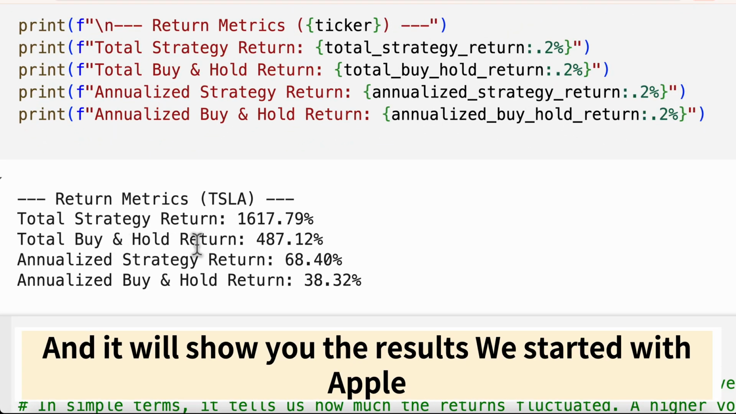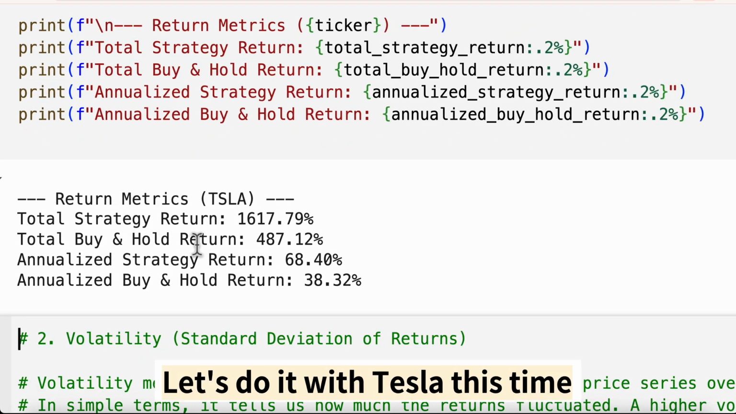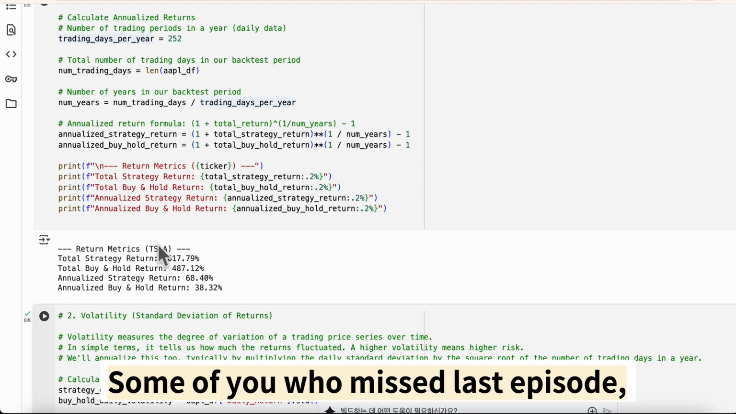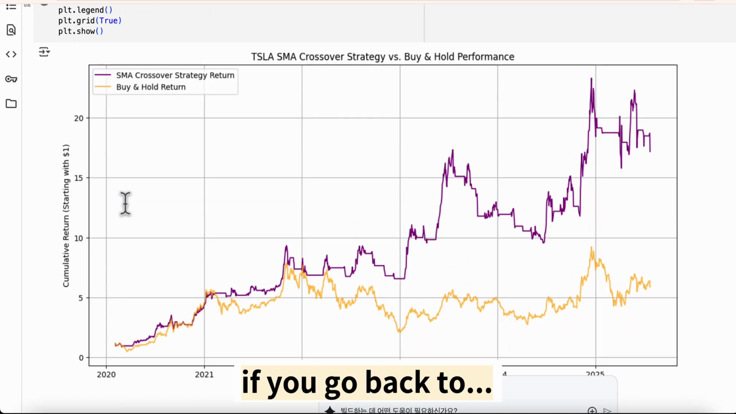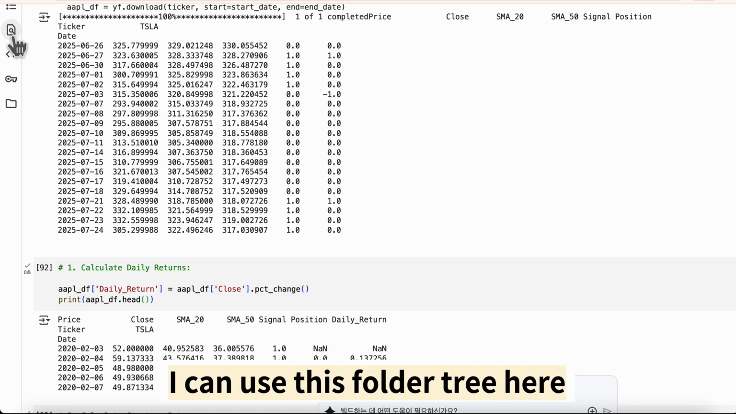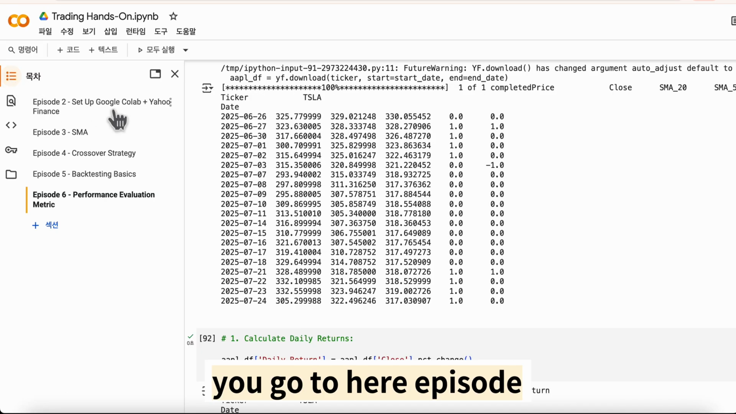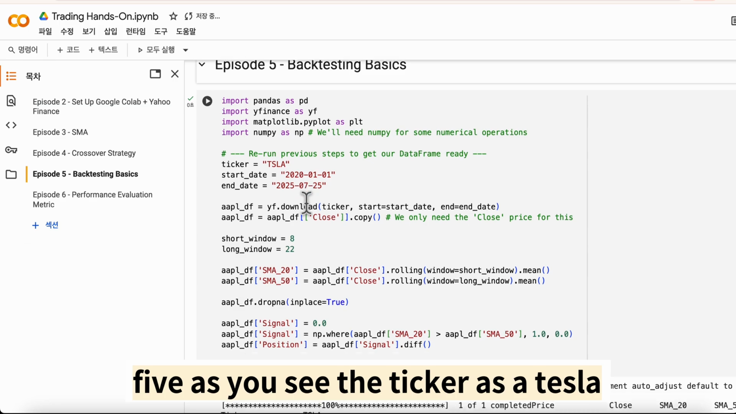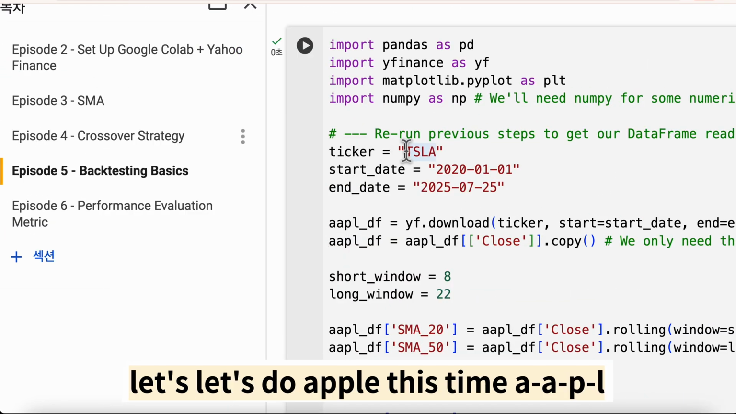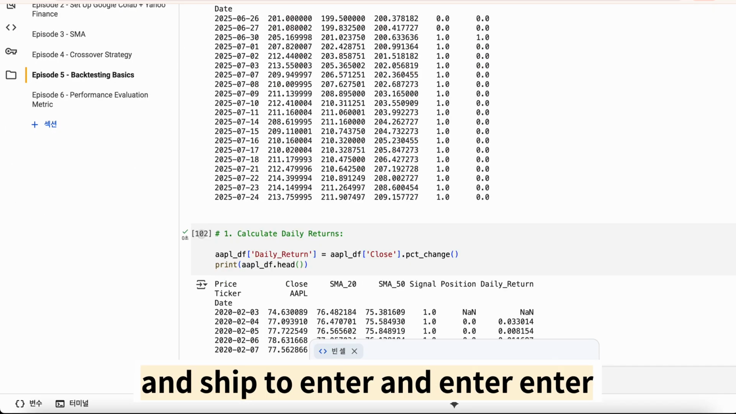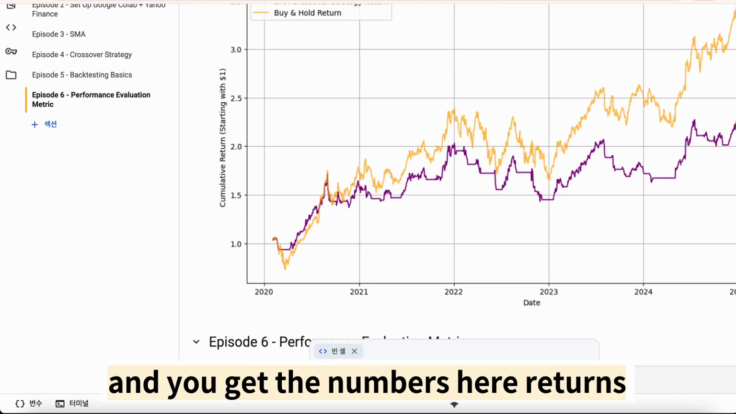We started with Apple, ended with Tesla. Let's do Tesla this time. Some of you who missed it last episode, if you go to the folder tree here, episode 5, as you see, the ticker is Tesla. Let's do Apple this time, AAPL. And hit that shift enter, okay?